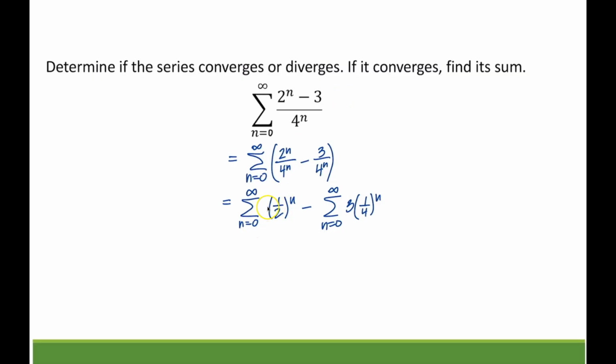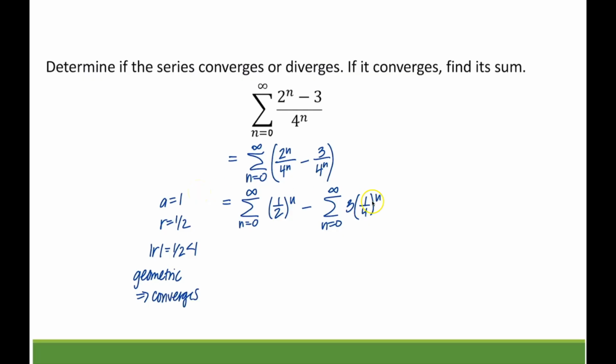This one on the left, the r value is 1/2. So we have r is equal to 1/2. The a value is, if I substitute in 0, 1/2 to the 0 is 1. So my a value over here is 1. R is 1/2. The absolute value of r is still 1/2, which is less than 1. So this geometric series converges.